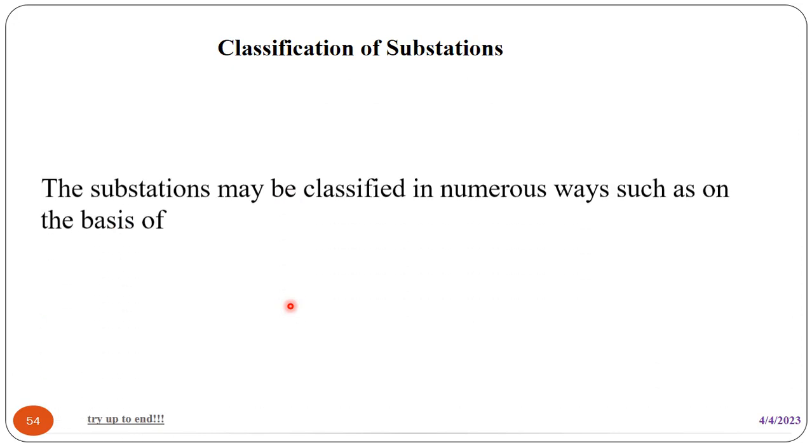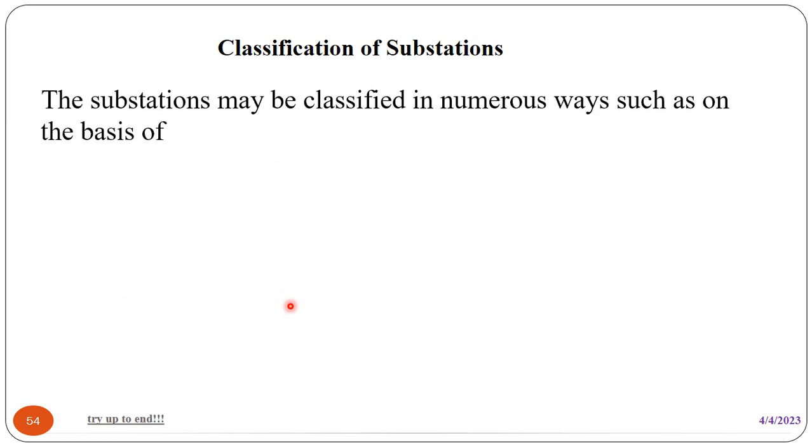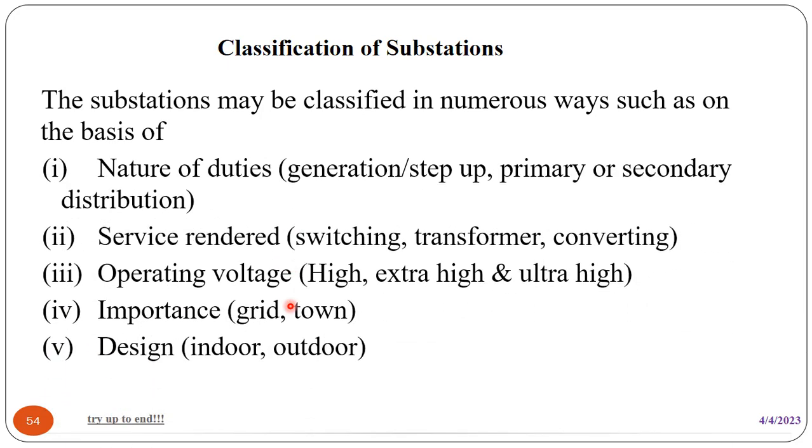Now let's look at the classification of substations. The substations may be classified in numerous ways. First, by nature of duties: generating, step up, primary or secondary distribution. Second, by service rendered: switching, transformer, and converting. Third, by operating voltage level: high, extra high, and ultra high. Fourth, by importance: grid, mining. Fifth, by design: indoor, outdoor, pole-mounted, and transformer substations.